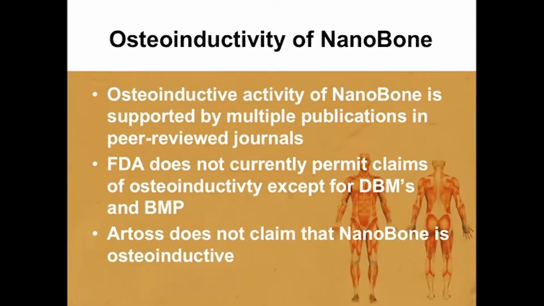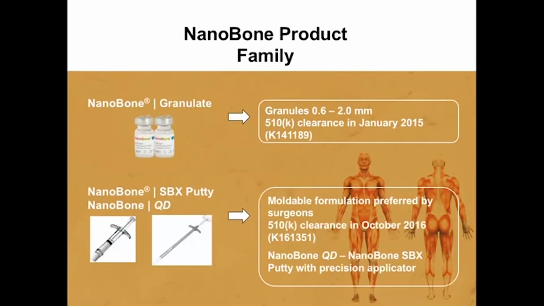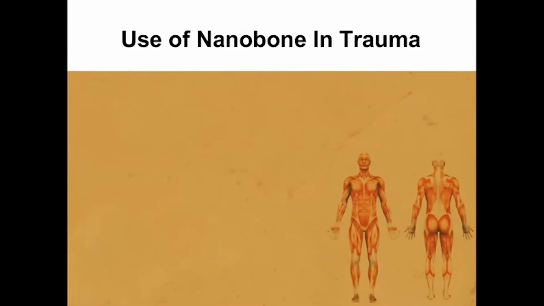Now, obviously, I'm not promoting it as being osteoinductive, although the publications would support it. The FDA obviously doesn't allow that claim, so ARTOS does not claim that NanoBone is osteoinductive. So you heard about the putty, which is probably more commonly used, I would think. At least in my hands, I typically use the putty or the quick delivery system. But there also is a granulate option. I think we can ask those that may know better than I do which one is more preferred. But in my hands, I typically use the putty more frequently.